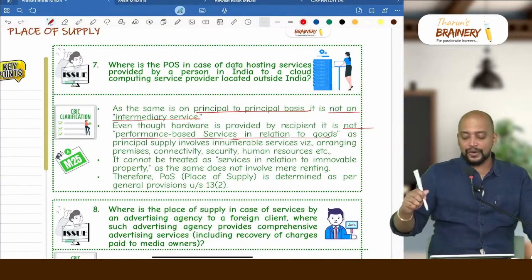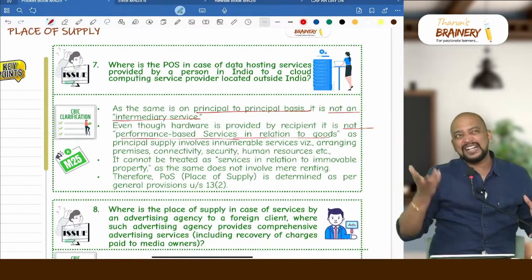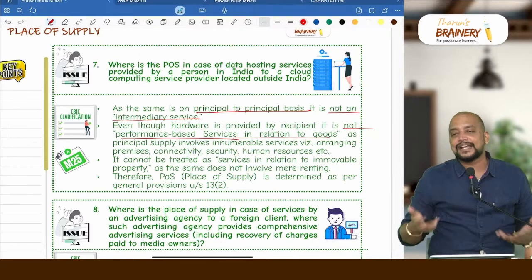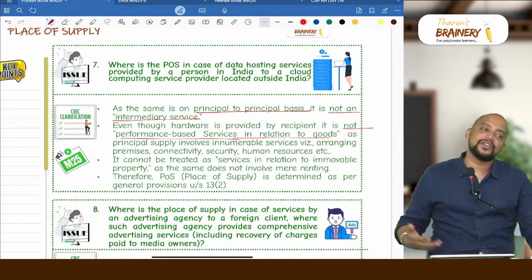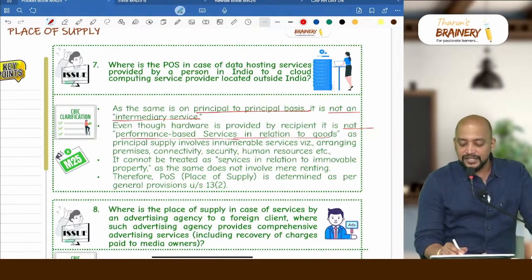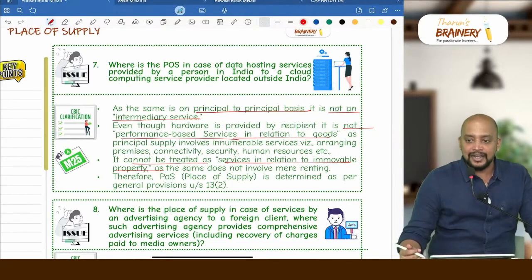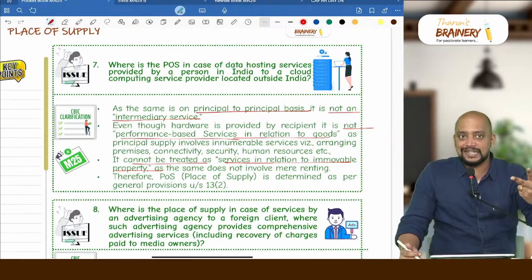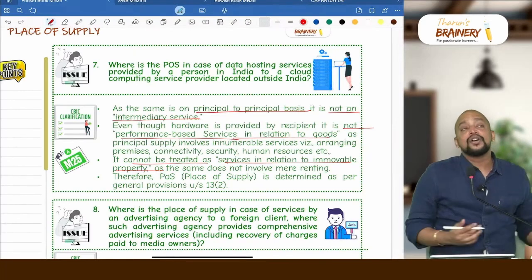Then, as it is a place which I am giving you to use, can we take it as a service in relation to immovable property? No. Just any place is not sufficient. Place is available cheaply, but to create this infrastructure many crores are required. So it cannot be treated as a service in relation to immovable property, as it does not involve mere renting. So you need to write 3 points: it is not an intermediary service, it is not a performance based service in relation to goods, and it is not renting of immovable property.